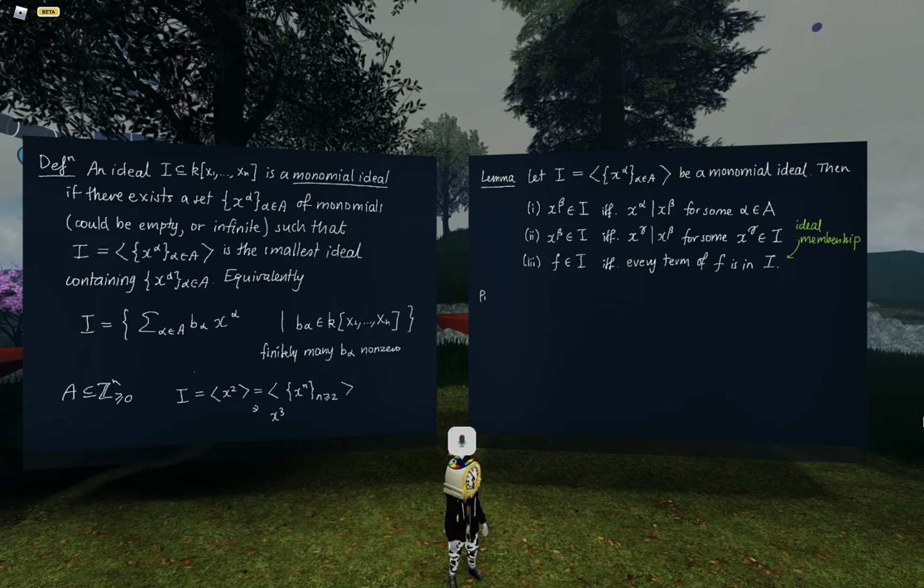Okay, proof. So throughout today's lecture, we're going to write alpha less than or equal to beta for x to the alpha divides x to the beta, i.e. alpha_i is less than or equal to beta_i for all i. I'm a bit sheepish about this, and I won't do it very often. It's just convenient for the proof of Dickson's lemma. The reason I'm sheepish about it is that this is not a monomial order.